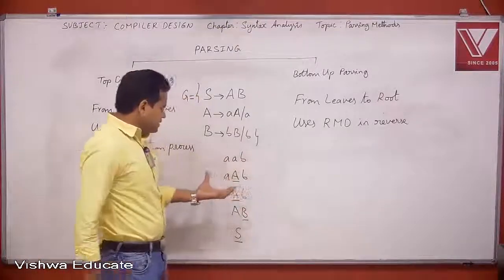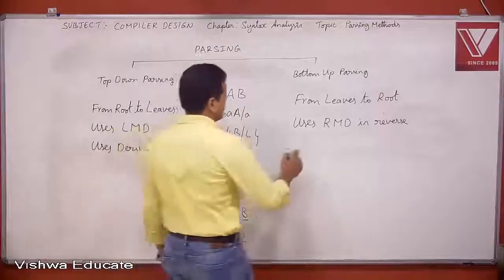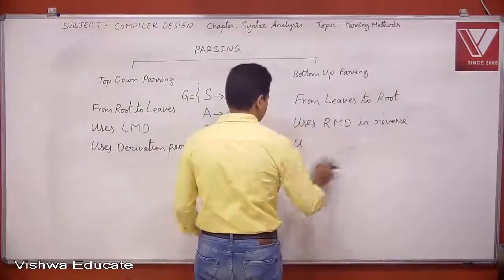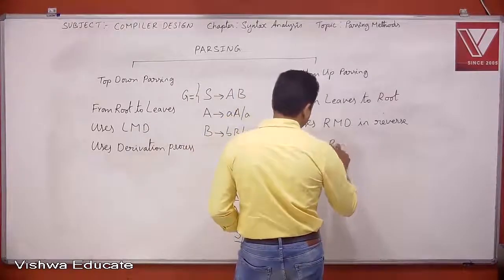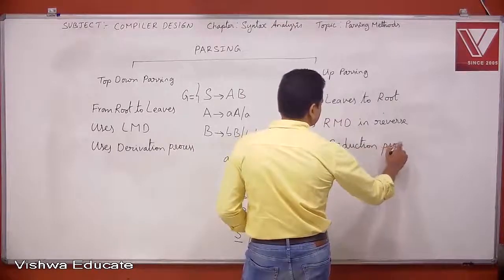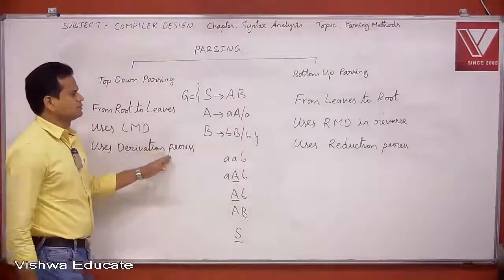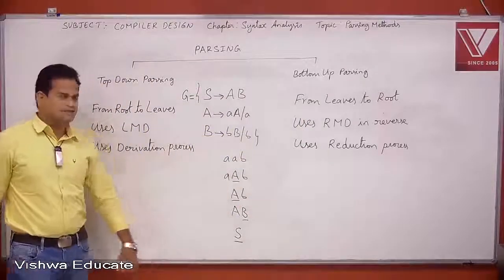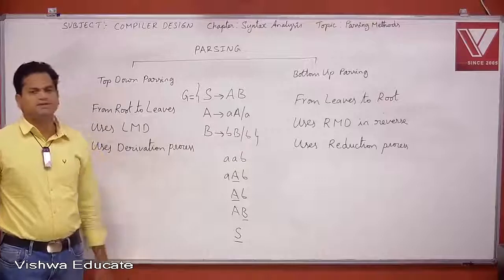And actually we take the string and that string will be reduced to one symbol. So it uses a reduction process. This is about top down and bottom up. Now we'll go for each technique individually. What is bottom up and what is backtracking, without backtracking, and shift reduce, all of them.